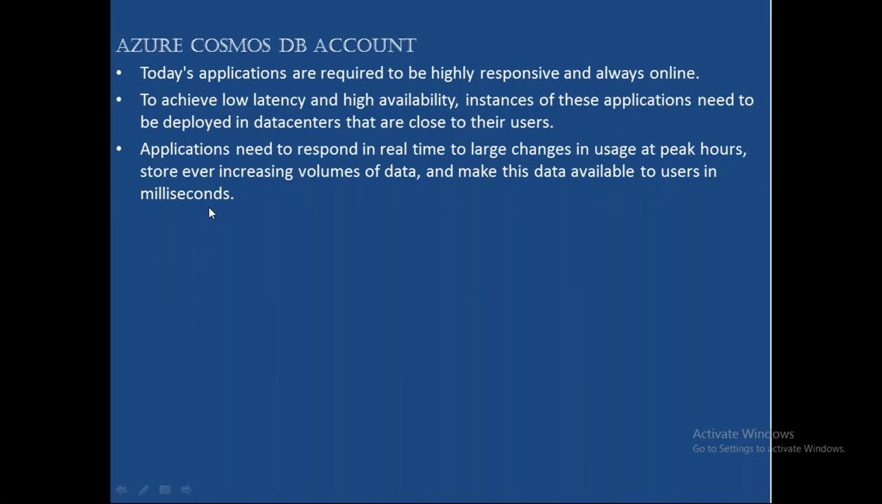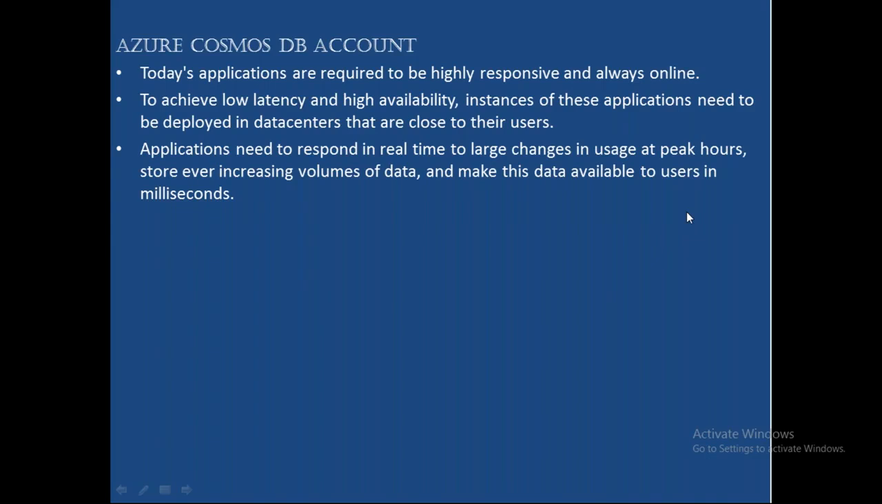How is this data available to all users? They are using some applications, but we need to understand the requirement. The requirement here is you should be able to handle large changes at peak hours. Second, we don't know how much data we are going to get; whatever data comes, we should be able to store it. Third, whatever data I am storing, unlimited data, users should be able to access it immediately. These are the 3 points you should understand.